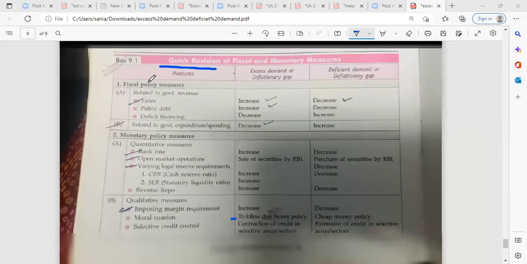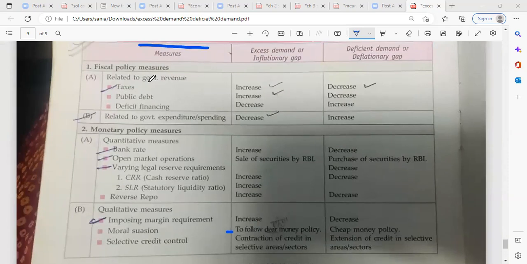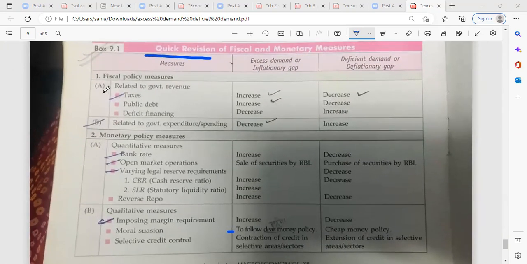So let's just start with the next topic, the last topic. Basically, this is a revision table. Okay, we are done. This is the last topic, revision table. So now, what is this revision table? In the exam hall, definitely you will get a question like: there is an inflationary situation, what will the government do with the help of taxes, how can you control the excess demand or the inflationary situation?